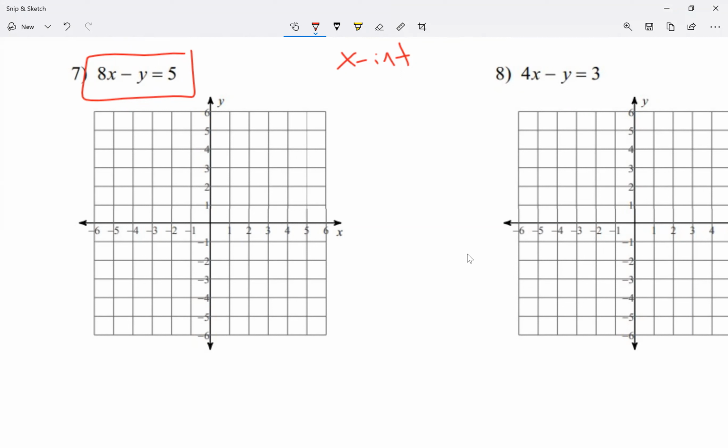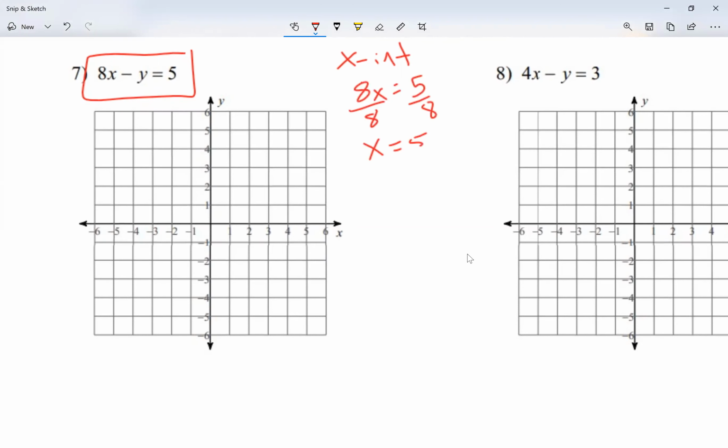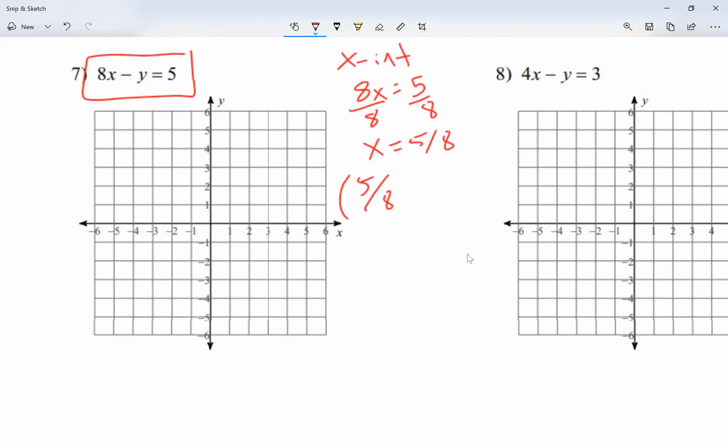So let me copy my equation without the y. I'm solving for x, so I don't have the y term. Let me write this as 8x equal to 5. If I divide both sides by 8, I get that x is equal to 5/8. So that gives me the point 5/8 and 0. Remember, I said y is equal to 0.